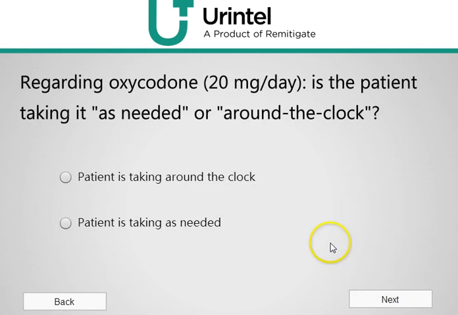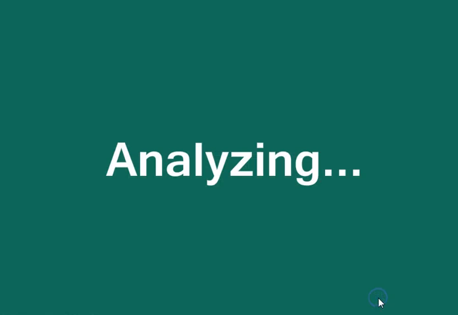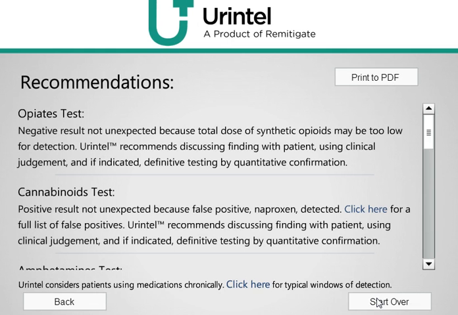Next screen. This asks a very important question. Is the patient taking oxycodone around the clock or as needed? In this case, the patient's taking it around the clock. Click Next. Now the Urintel application is analyzing the results, and you can see the recommendations are here.